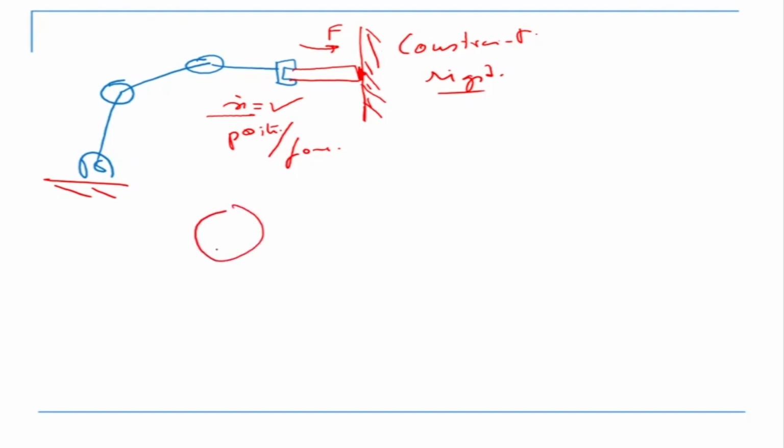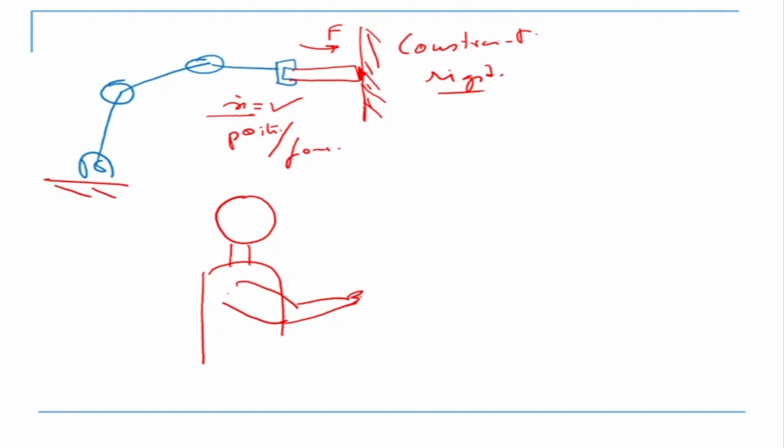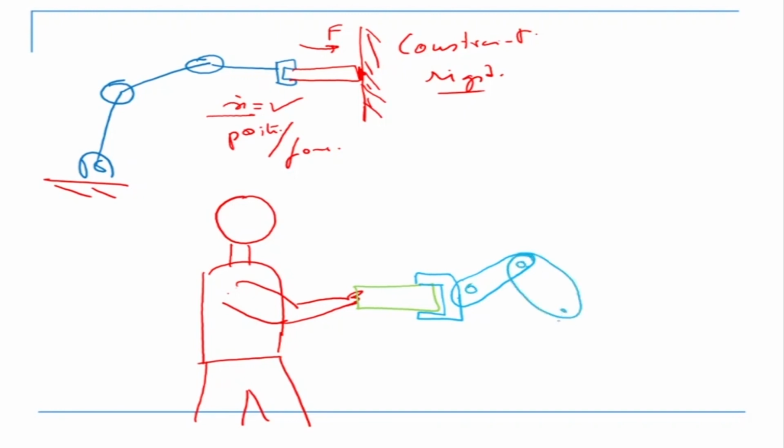The other case is, suppose there is a human who is holding an object, and there is a robot on the other side. This is an object, and there is a robot on the other side who is holding this object with the robot gripper. So this is a multi-link robot manipulator. Now the robot and the human are holding this object, so this is not free motion anymore. This is a constraint.